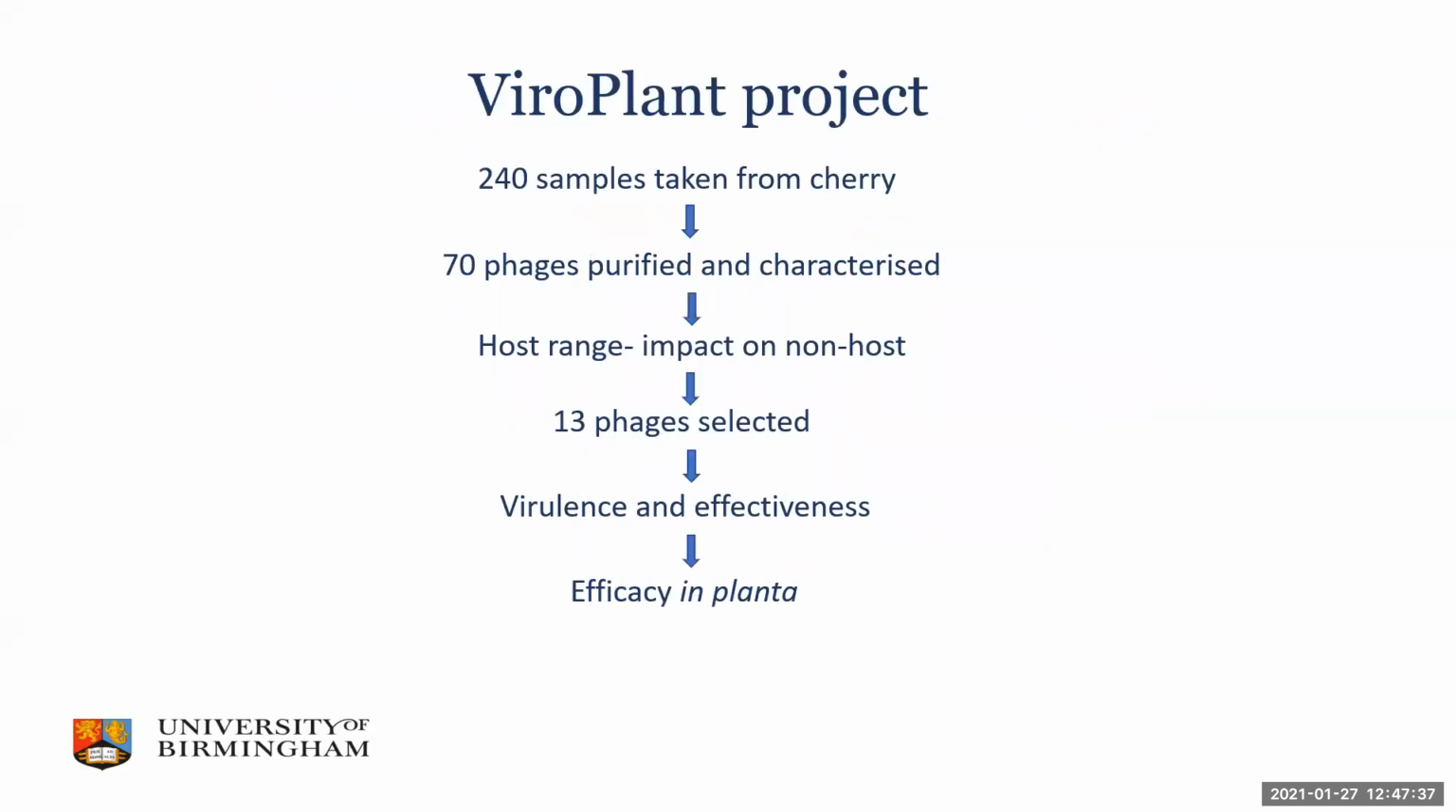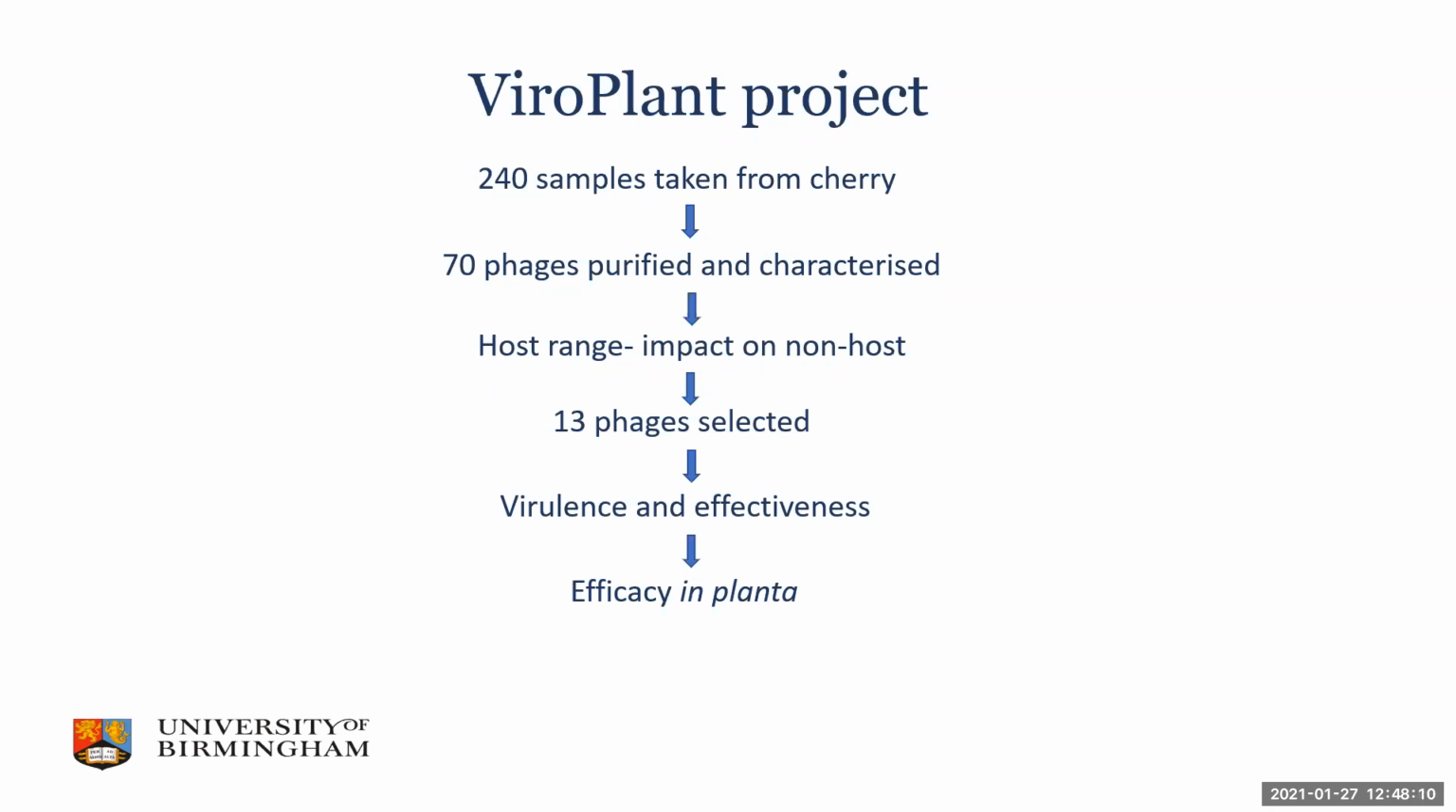So in our ViroPlant funded project, we used a bacteriophage to control bacterial canker of cherry trees. We collected a huge number of samples from cherry orchards in the UK, from leaves, barks, and soils of cherries. We took the samples to the lab and isolated and purified 70 phages, and we characterized them. For example, we visualized their morphology under electron microscopy. We whole genome sequenced them to find out they don't have any toxin genes that limit their use.